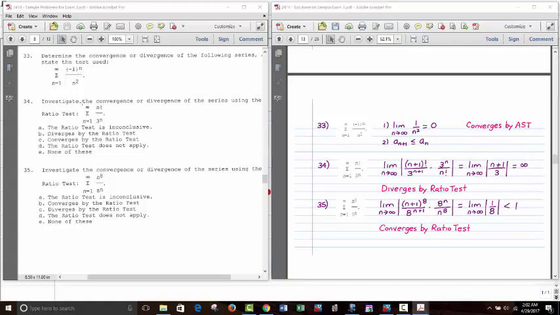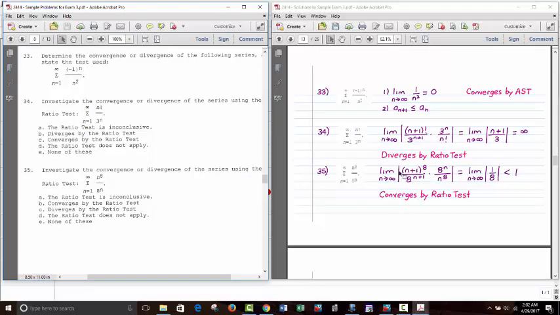Actually, had you flipped this original series over, the other way around, upside down, you would have gotten 3 over n+1, which would have gone to 0, and you would have had converges by the ratio test. But this particular one diverges. The next one. So same thing, replace n with n+1.